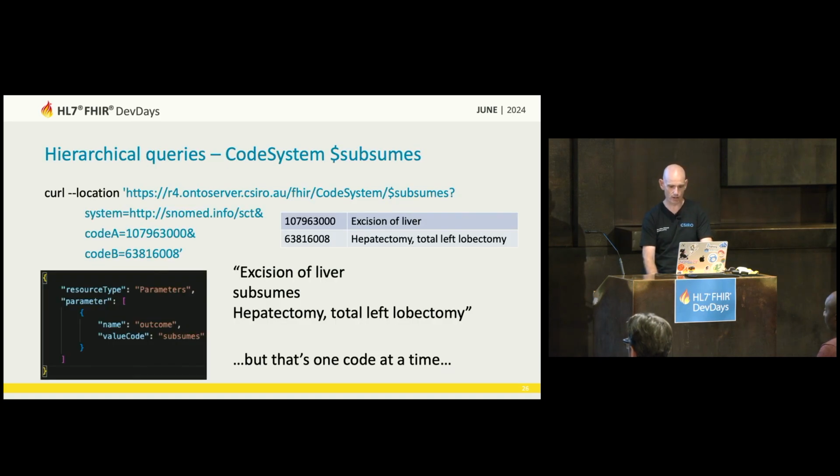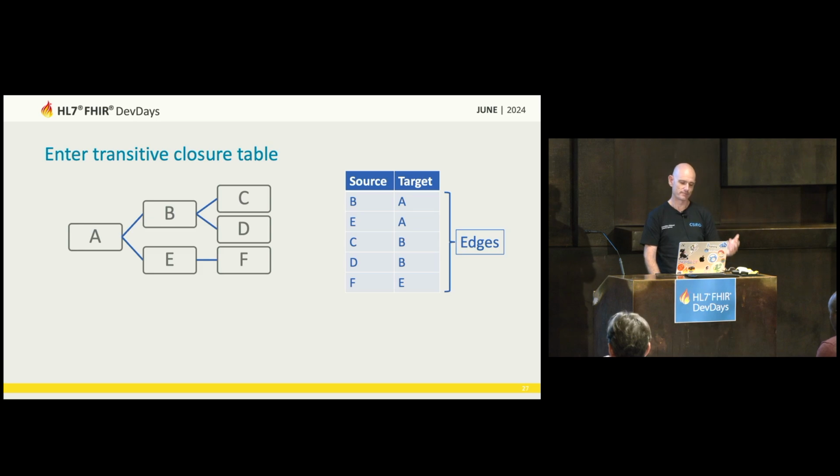So we'll get into hierarchical queries quickly. So, the subsumes operation. We can look at the relationship between two concepts using the subsumes operation, and I think we did this example before in the last talk. In this case, this operation is telling me that the excision of liver subsumes hepatectomy or total left lobectomy. But that's one code at a time, right? Or two codes at a time. So that's pretty slow. So, transitive closure table, this is really what this is for.